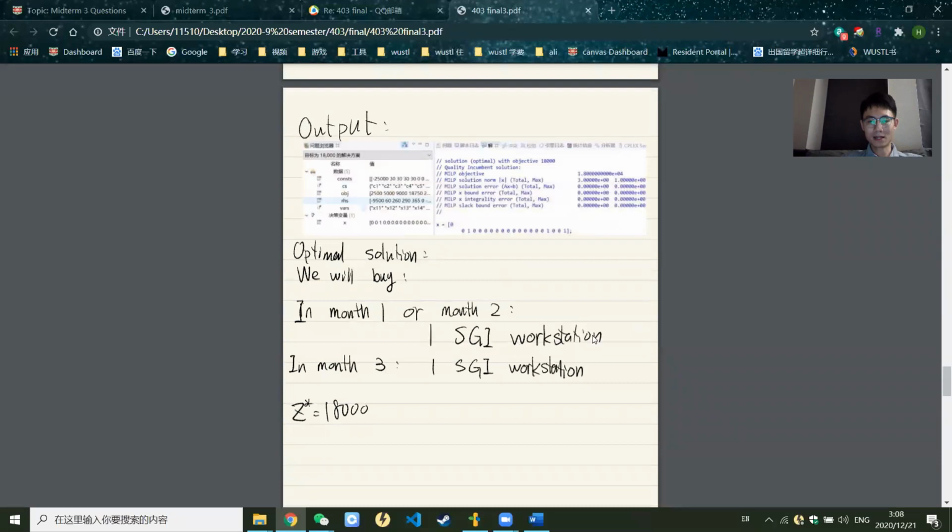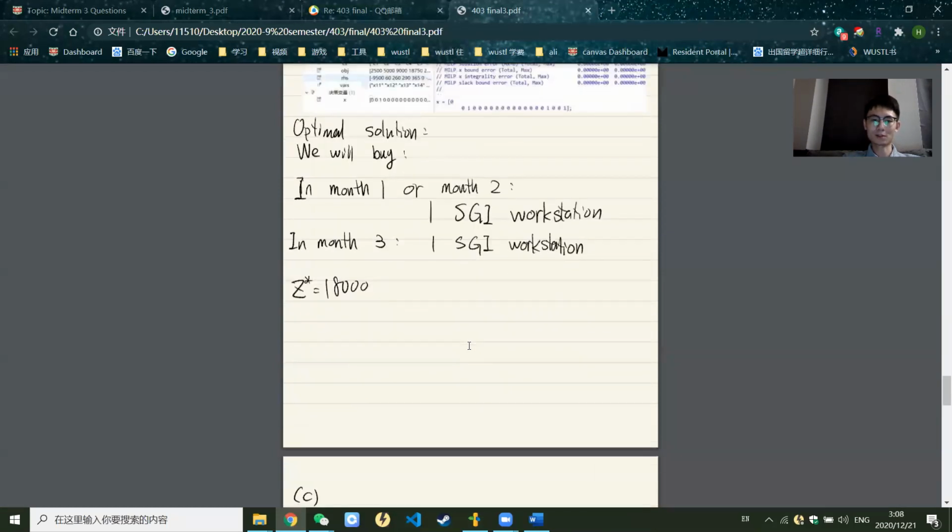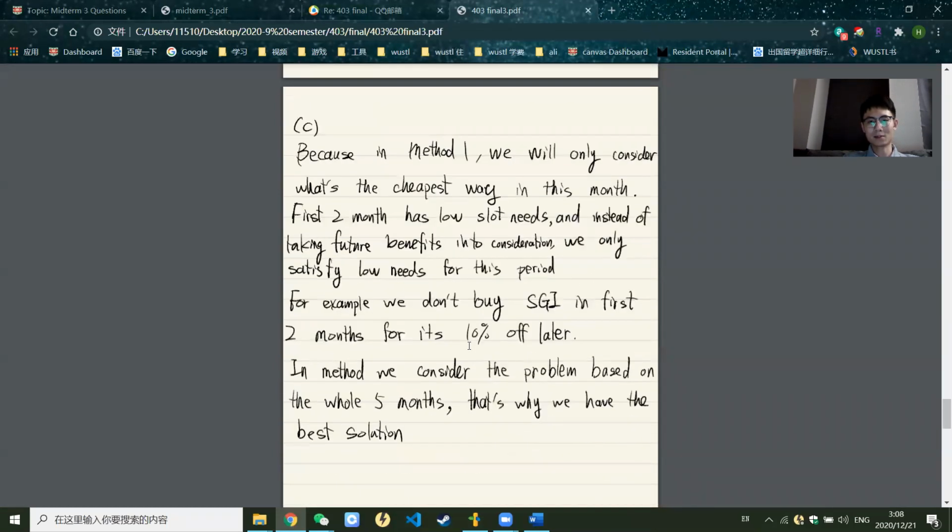We buy 1 SGI in month 1 or month 2, and we buy 1 SGI in month 3. And the Z star is smaller than the Z star on a month-to-month basis. So why does this happen? Because in method 1, we only consider what's the cheapest way for this month or this period. We will not consider whether our decision will influence the future ones.